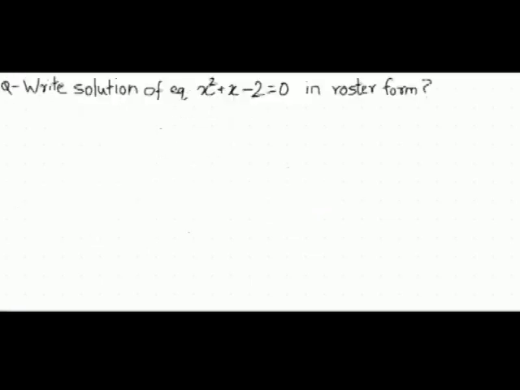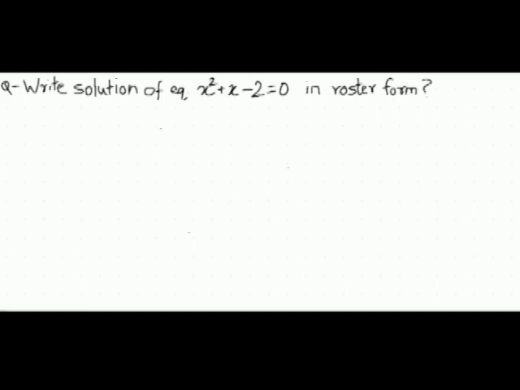Now see, here we have a question written: write the solution of the equation x square plus x minus 2 equals 0 in roster form. The meaning of the question is simple: it is asking us to write the solution of this equation in roster form. Since it is a quadratic equation, we will have two values of x as the solution, and we will have to write those two values in roster form. Am I right? Right. So let's do it.